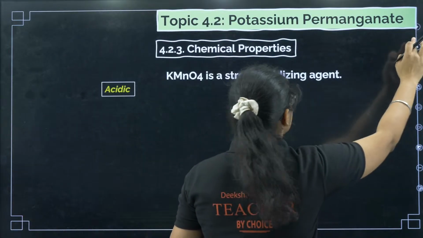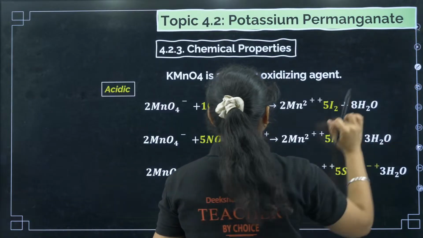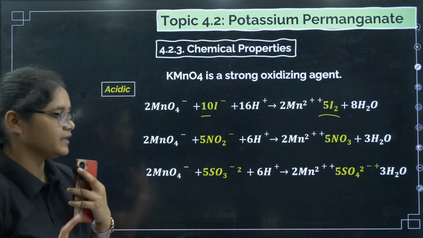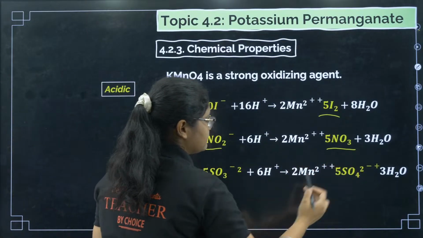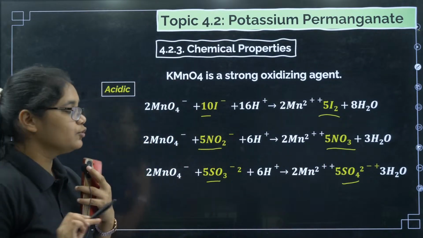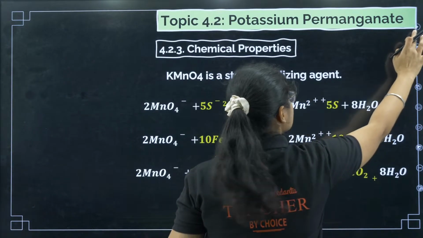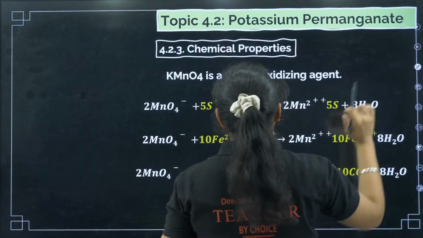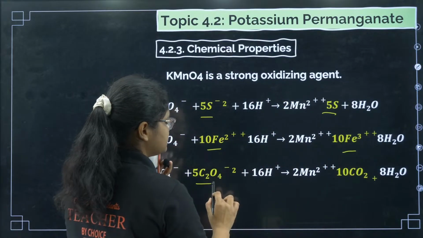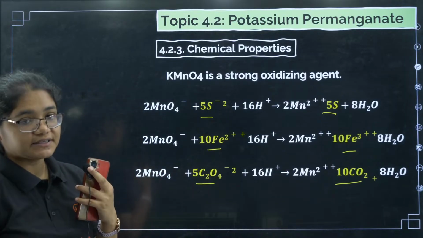Then what is its application? You can see about I minus. I minus gets converted to I2 by MnO4 minus in acidic medium. NO2 minus gets converted to NO3 minus, SO3 2 minus gets converted to SO4 2 minus. Similarly we have some more reactions here: S2 minus gets converted to S, Fe2 plus to Fe3 plus, C2O4 2 minus to CO2. You should remember what is changing to which one.